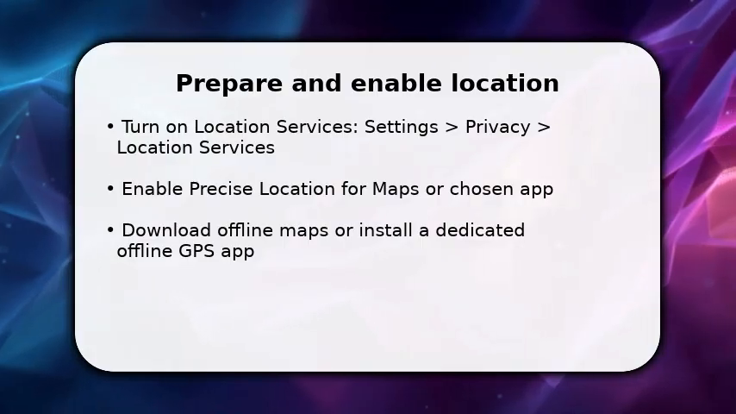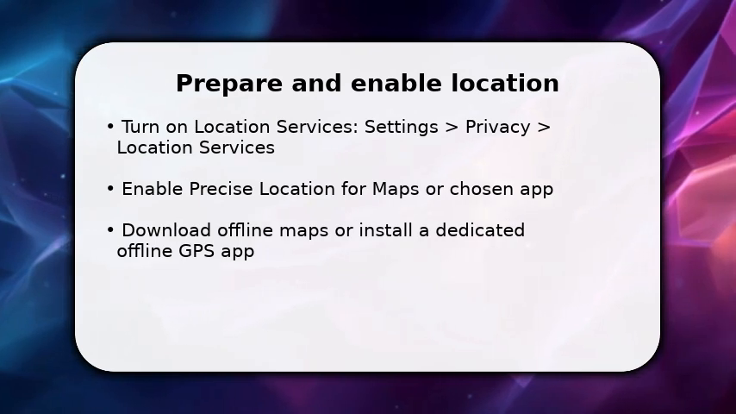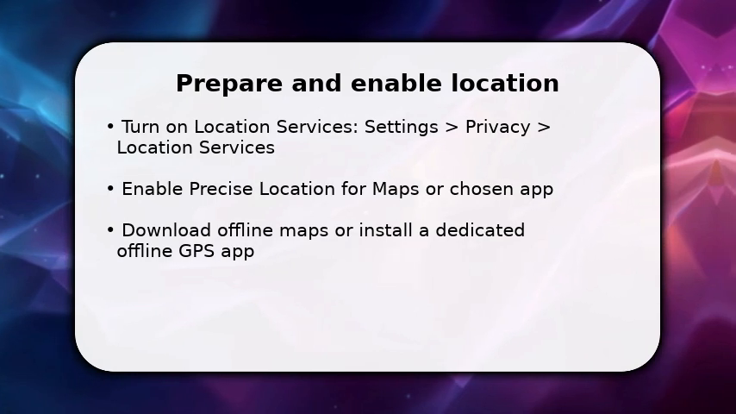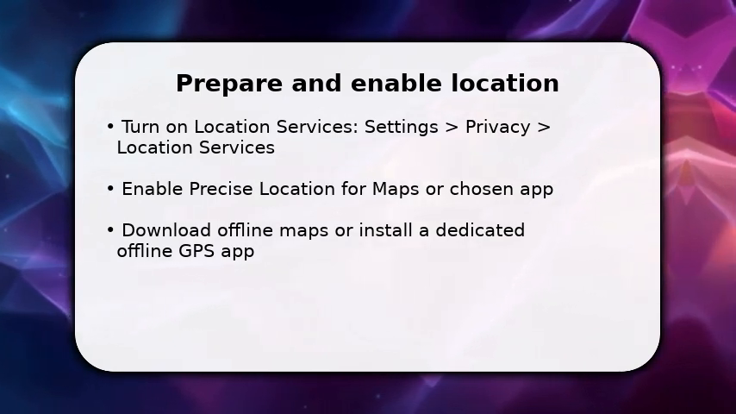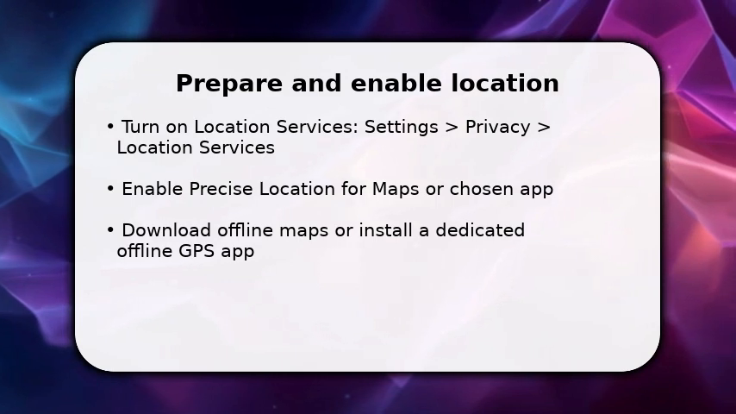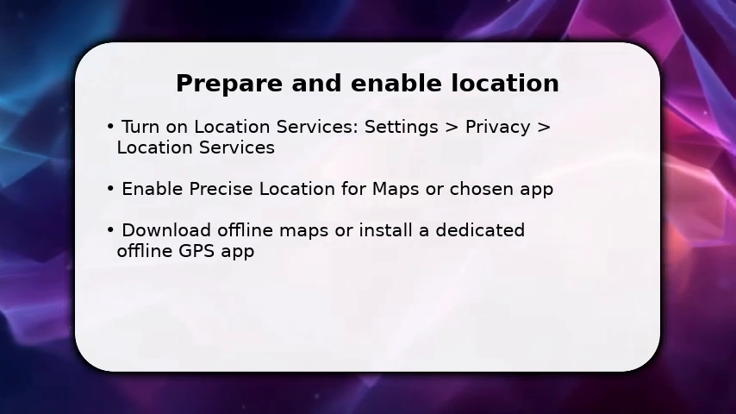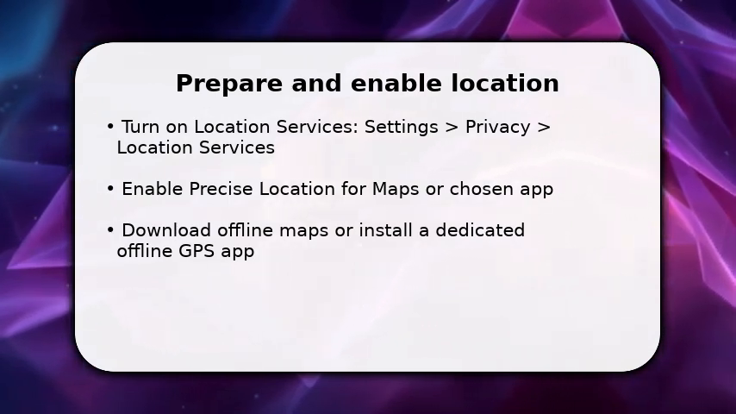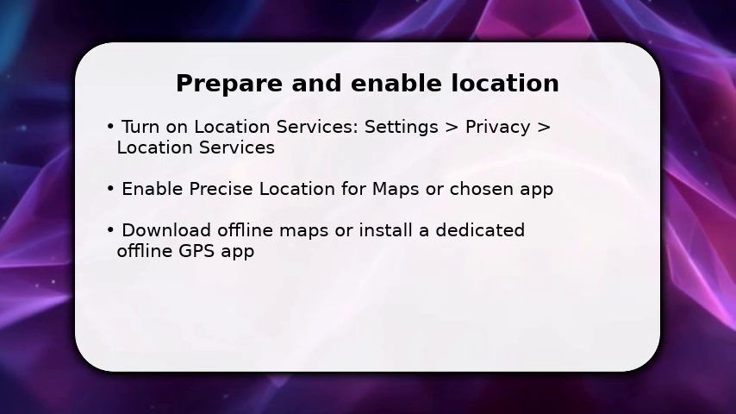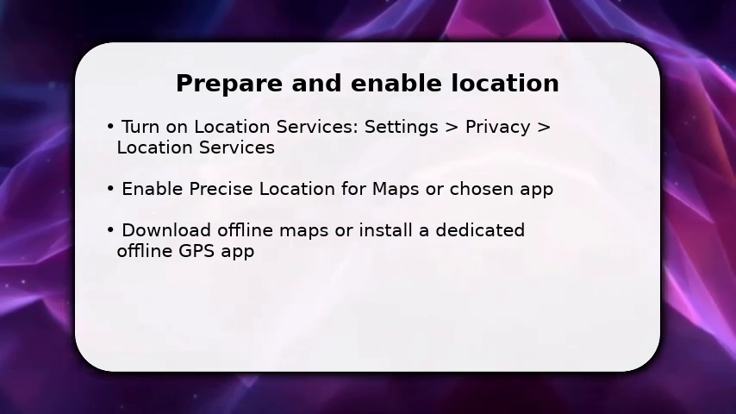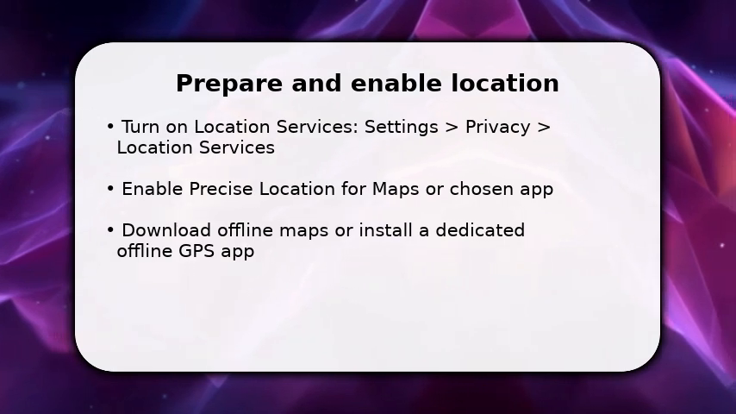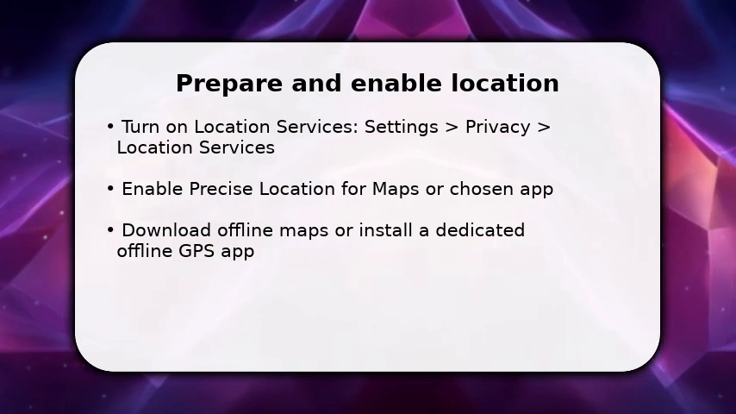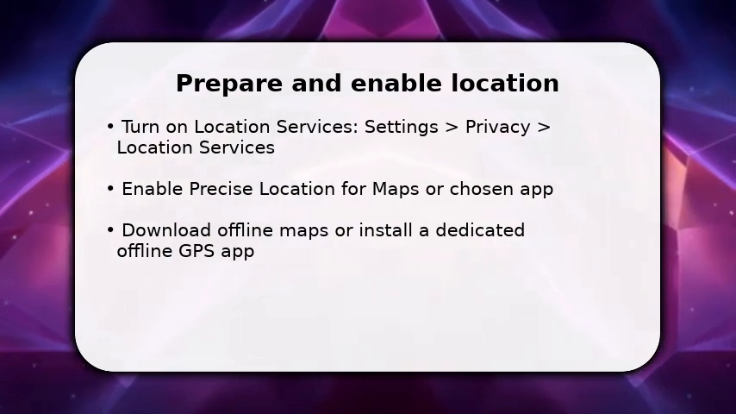You start by enabling location services and giving the chosen app permission. This lets the iPhone use GPS hardware without cellular data. Once done, download offline maps in Apple Maps or Google Maps, or install an offline navigation app so map tiles and routing data are stored locally. Make sure precise location is on so the phone uses high-accuracy GPS. You're preparing the device to calculate position and show roads even when no internet connection exists.